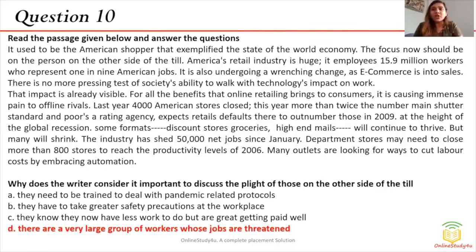Because it's a very large group, a very large number of people whose jobs are now at stake. If the stores are shutting, what is going to happen? People will lose their jobs. So D is your correct answer for this question.